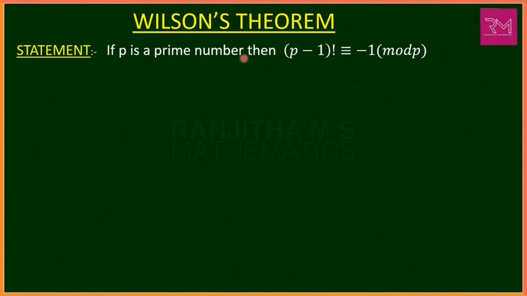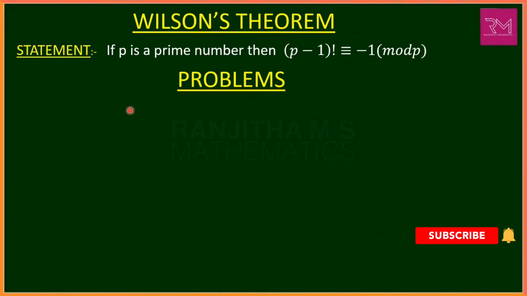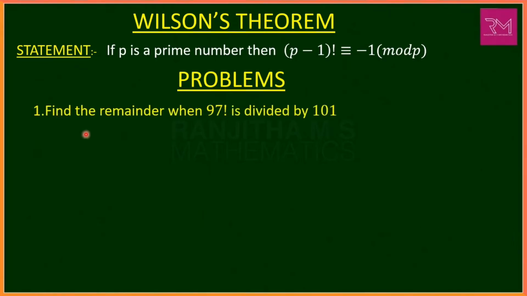In engineering mathematics, they have prescribed only the statement of Wilson's theorem and problems related to it. Let us solve some of the problems on Wilson's theorem. Here is the first problem. Find the remainder when 97 factorial is divided by 101.